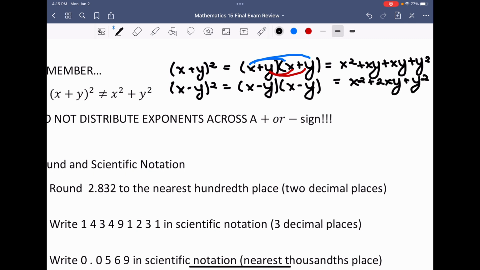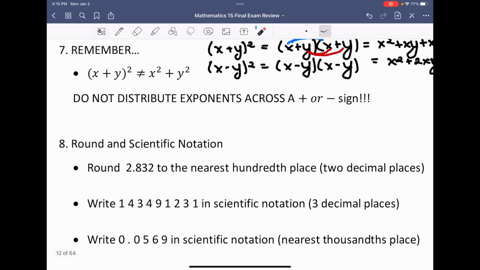Do we see how that's a lot different than just simply this? We're actually missing a term here. That missing term is 2xy. So if you just simply distribute, you're totally off on this, and you're actually not getting the right form. So please, if you see a bracketed term and there's some addition or subtraction, do not distribute that exponent using power rule across.